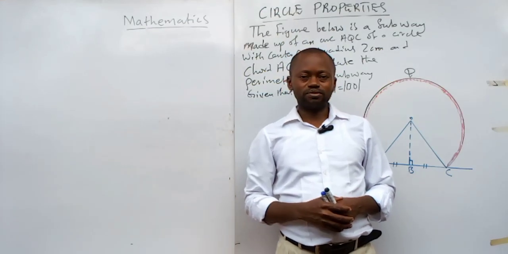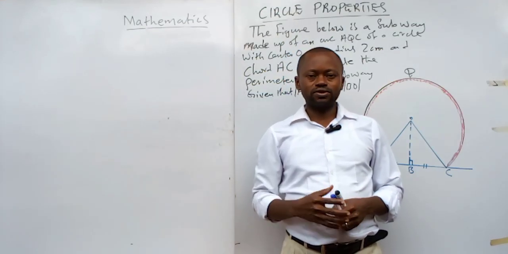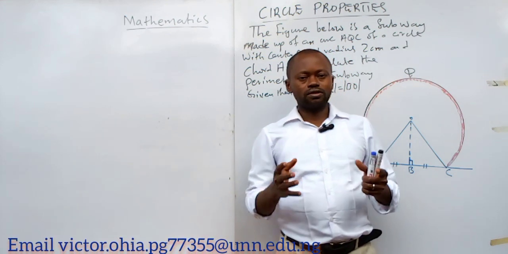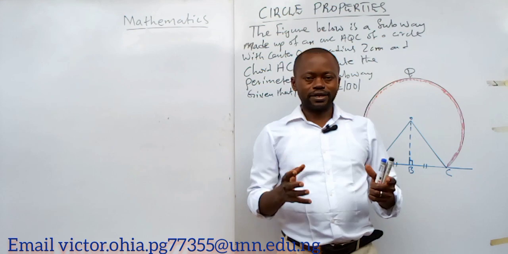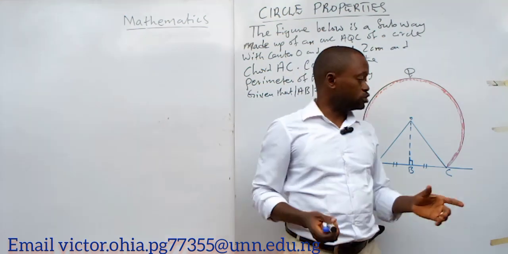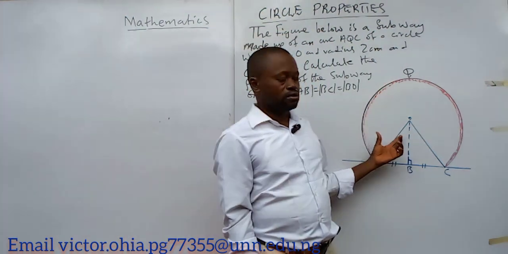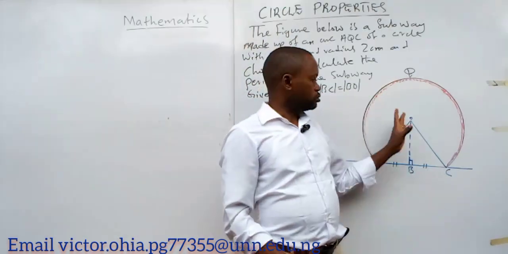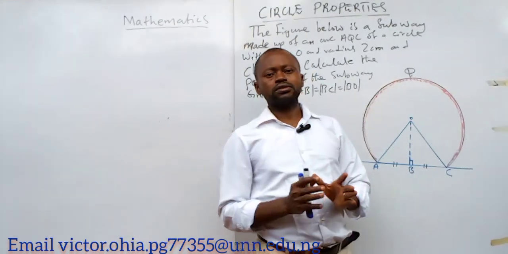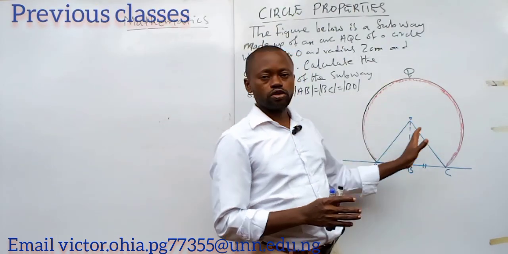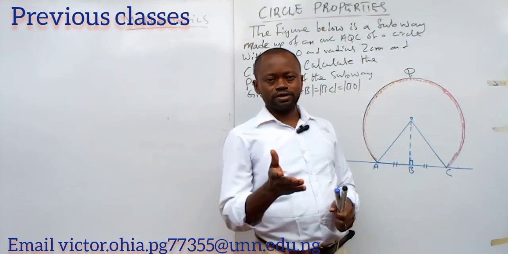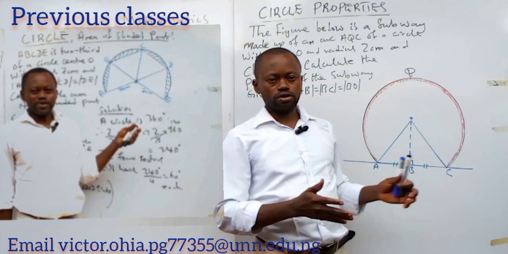My name is Victor Odigoma, and in this class we are going to be looking at another problem that has to do with chord and arc of a circle. Of course, this is a subway, it's a tunnel. It is made up of an arc and a chord. So the question demands us to calculate the perimeter of this subway, this sort of railway subway tunnel.